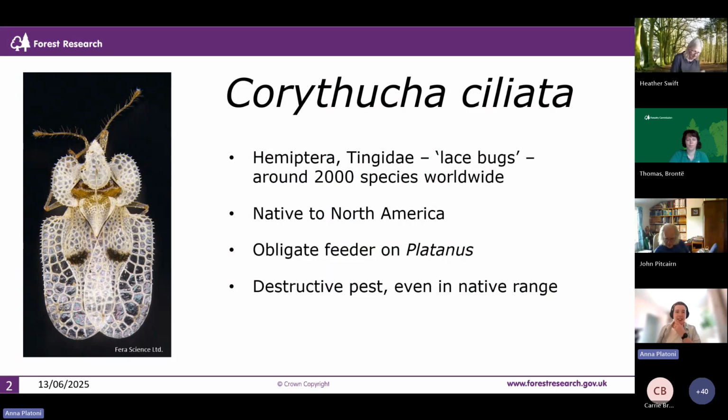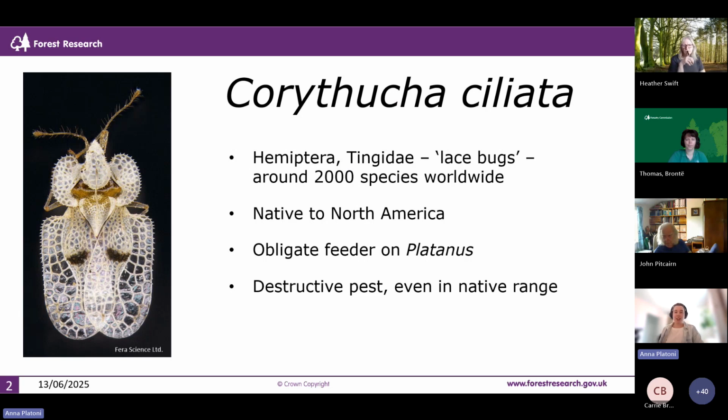So here's a picture of the beastie. It's from the family Tingidae, which are the lacebugs, in the order Hemiptera. Hemiptera also include aphids and scale insects, so insects with sucking mouthparts, basically. And you can see why they're called lacebugs. They've got these beautiful lacy wings, and there are approximately 2,000 species of lacebugs worldwide.